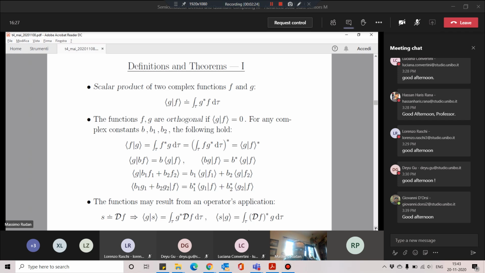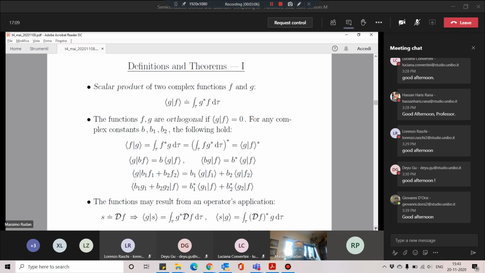So the first concept that we want to introduce is a concept that generalizes the scalar product between two vectors. We introduce the scalar product between two functions. So we consider two functions f and g that are defined over a domain of the space coordinates that we indicate with tau. And these two functions are complex. So we multiply f by the conjugate of g.